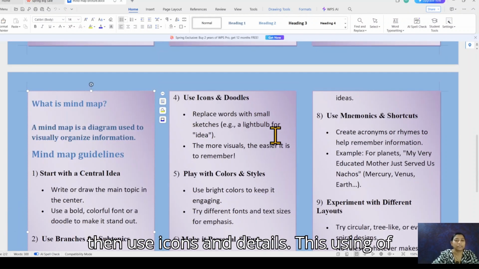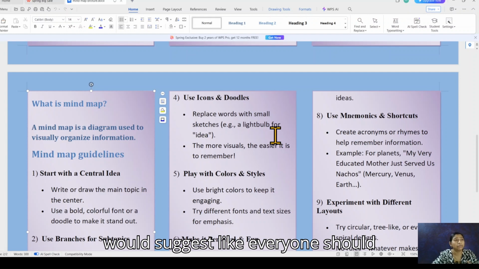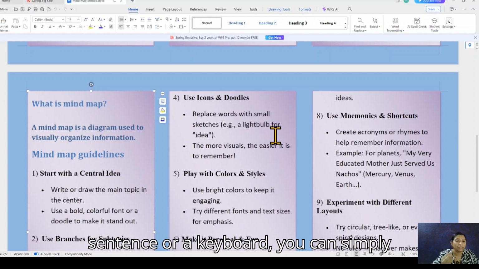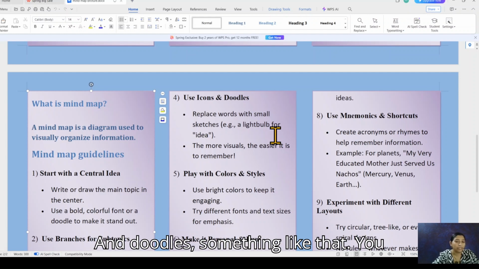And then use icons and doodles. This use of icons and doodles is very important, and I would suggest everyone should practice doodling for maybe a month or something to improve the writing of mind maps. Doodles help a lot. Instead of writing the whole sentence or a keyword, you can simply use shortcuts and doodles, something like that.